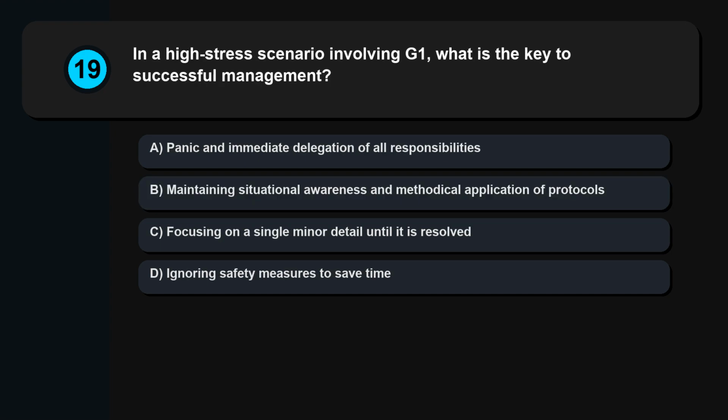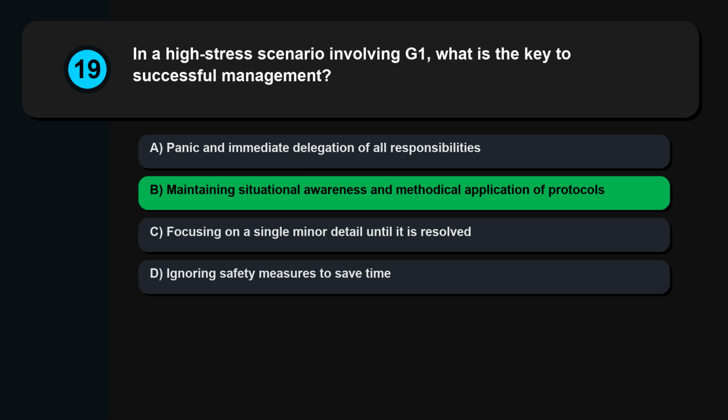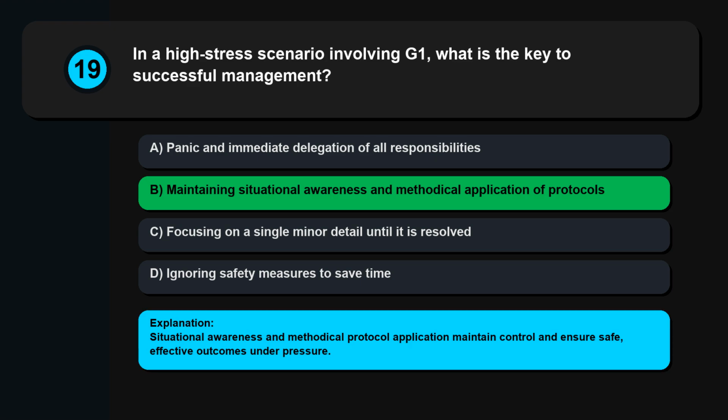Question 19. In a high-stress scenario involving G1, what is the key to successful management? Panic and immediate delegation of all responsibilities. Maintaining situational awareness and methodical application of protocols. Focusing on a single minor detail until it is resolved. Ignoring safety measures to save time. Situational awareness and methodical protocol application maintain control and ensure safe, effective outcomes under pressure.